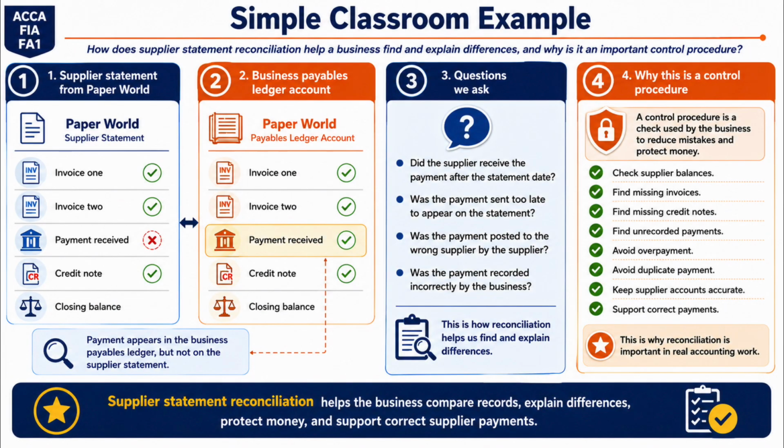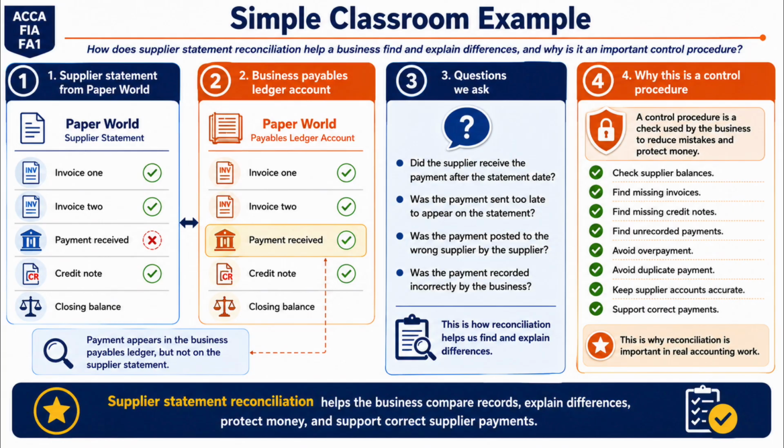Simple classroom example. Let us imagine a business receives a supplier statement from Paperworld. The statement shows Invoice 1, Invoice 2, Payment Received, Credit Note, Closing Balance. The business compares this statement with its own Paperworld account in the Payables Ledger. Invoice 1 appears in both records, so we tick it. Invoice 2 appears in both records, so we tick it. The credit note appears in both records, so we tick it. But the payment appears in the business's payables ledger and not on the supplier statement.